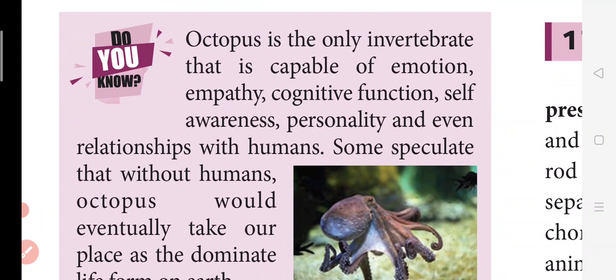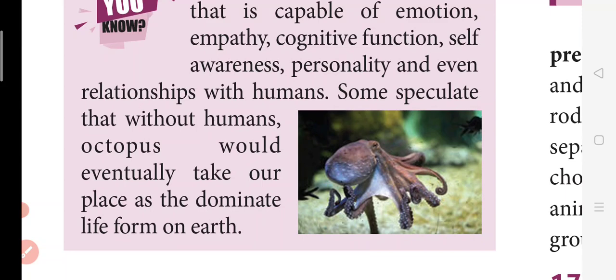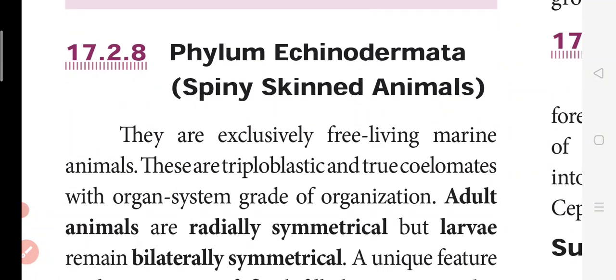And octopus is the only invertebrate that is capable of emotion, empathy, cognitive function, self-awareness, personality and even relationship with humans. You may have heard during the FIFA World Cup, they will have this octopus. There is one long living octopus which will tell in advance who will be the winner, which team will win the trophy. This octopus has emotions, so humans and this octopus will easily connect. And some speculate that without humans octopus would eventually take our places as they dominate life on earth. If the octopus were in our place, they would dominate more than humans. So it is easy to connect with us.